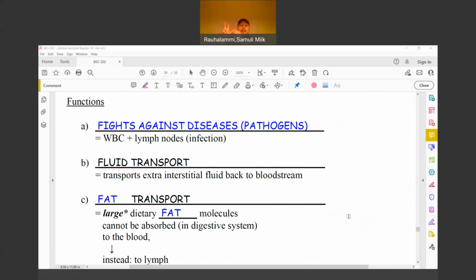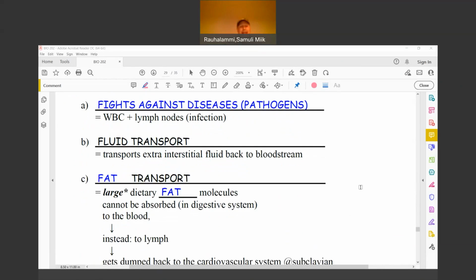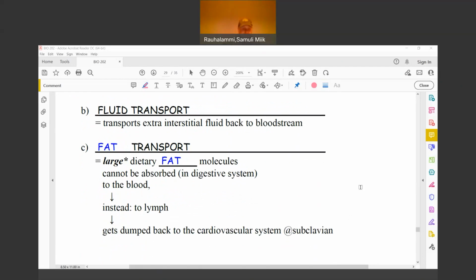First of all, to fight against diseases, against pathogens, so that's an important role. Transporting fluid so we don't end up with that extra fluid outside the cardiovascular system and edema forming, so that's another role of the lymphatic system. And the final role was the transport of large molecules such as large dietary fats. We discussed that in the class.